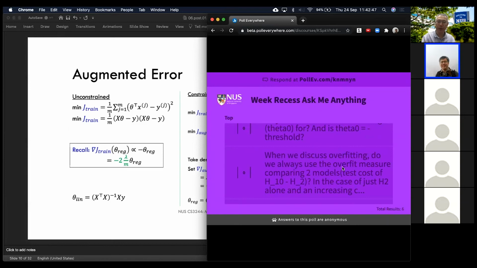When we discuss overfitting, do we always use the overfit measure comparing two models? No, we don't.